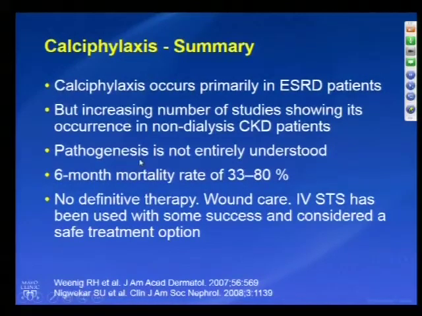And as I stated before, we don't understand very well the pathogenesis of the calciphylaxis, and the mortality is very high, about 50 or up to 80% mortality within the 6 months.